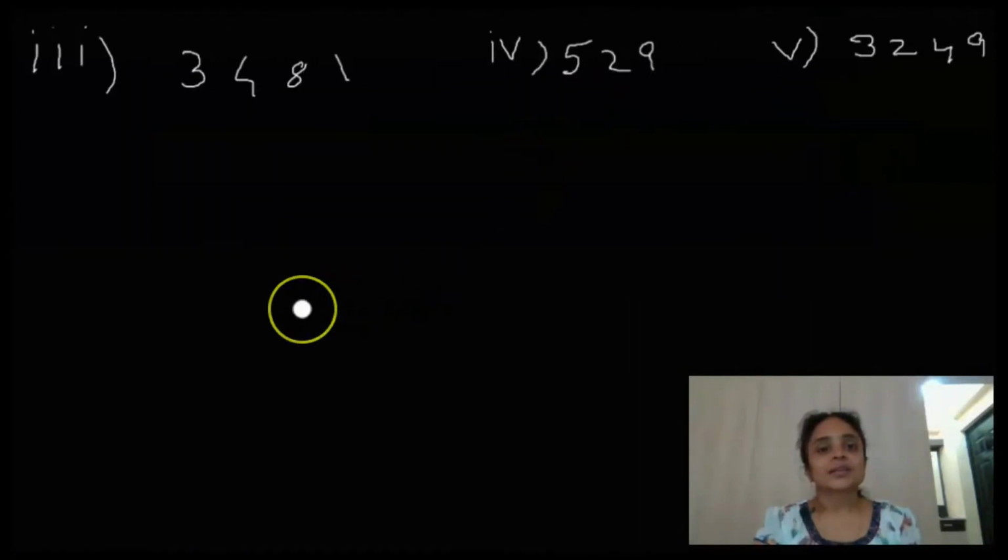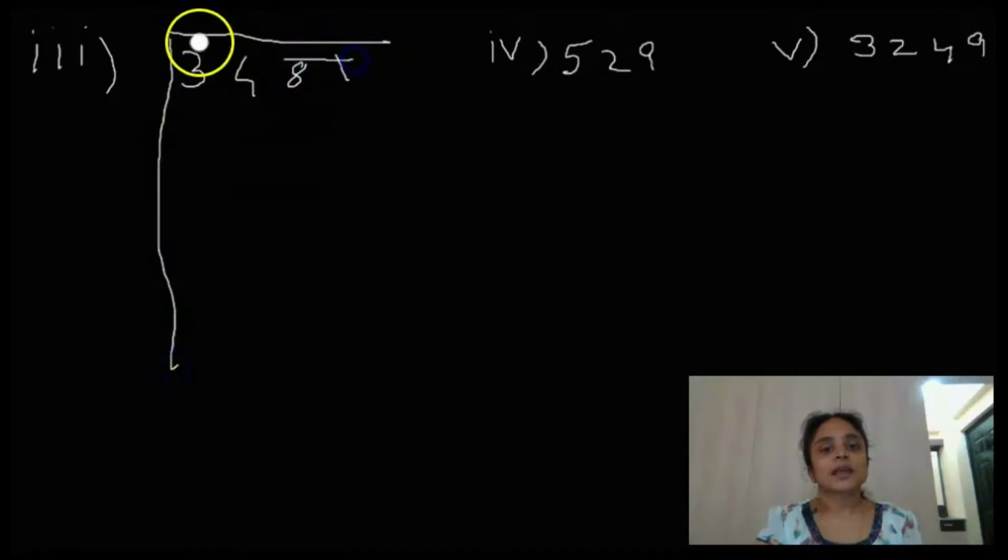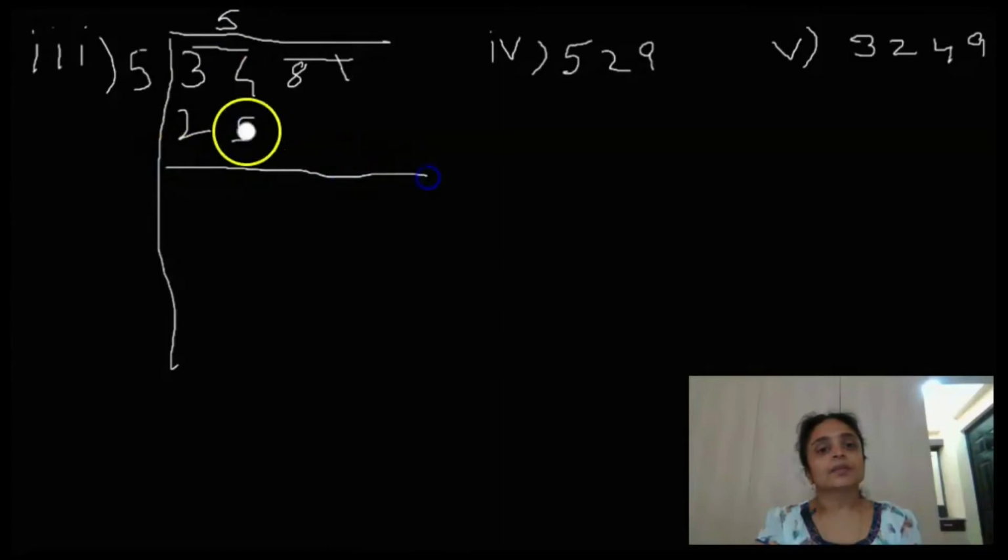Okay, next one is square root of 3481. Now pair this. 81 will be a pair and 34 will be a pair. Now, what will be the first digit? It will be 5 because 5 square is 25 and 6 square is 36, more than 34. So, 5 is that number. Write 5 and 5 here. Now, 5 into 5 is 25. Then, 34 minus 25 is 9. Then bring that 81 down.